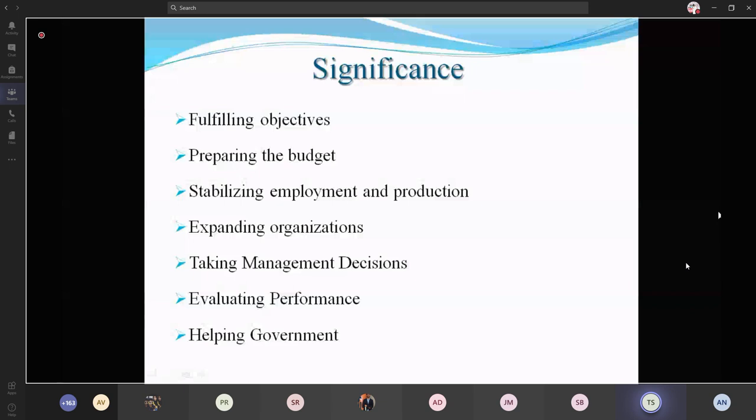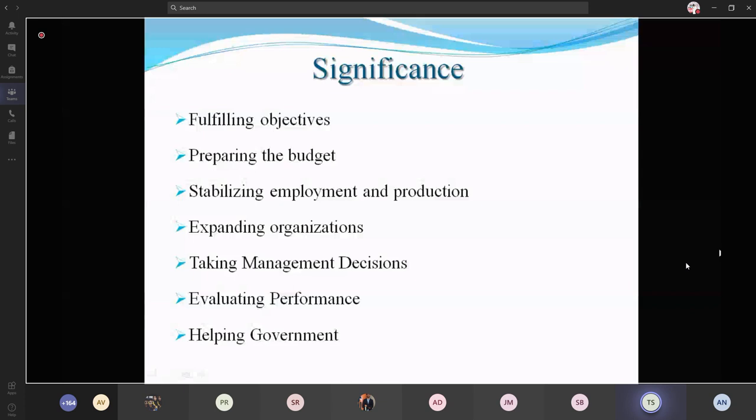Significance, the importance of demand forecasting. So the first one is fulfilling objectives. This implies every business unit, that is, each and every organization, may have pre-decided objectives. So demand forecasting helps in fulfilling these kinds of objectives which are already decided. An organization estimates the current demand for its products and services in the market and moves forward to achieve the set goals, moving forward towards the future.